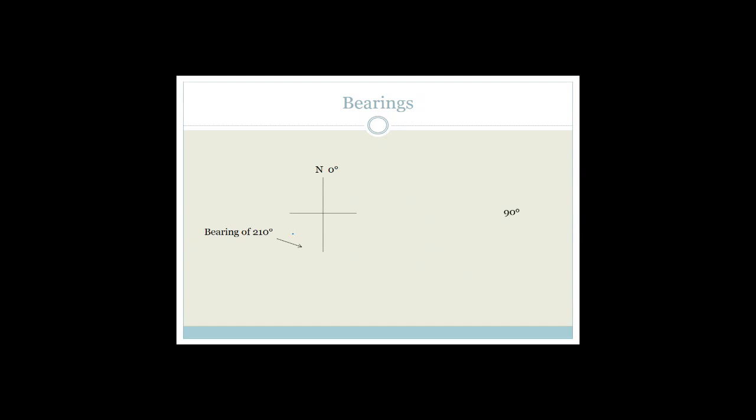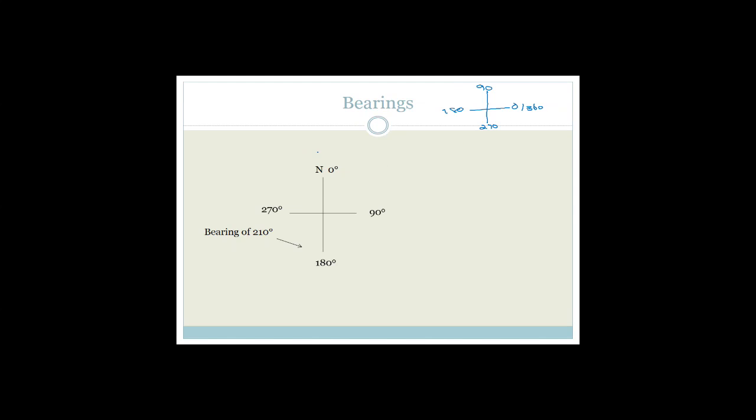Let's look at this one. Yeah, we are talking about bearings. Now, this is very important because this is different from maths. Maths goes the other way. Maths starts here, 0 degrees. So if you're doing trigonometry, you have got 0, 90, 180, 270, and back to 360.